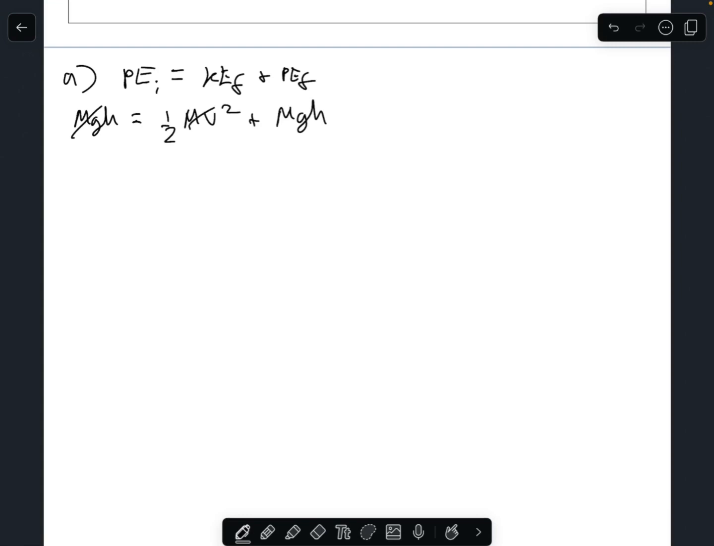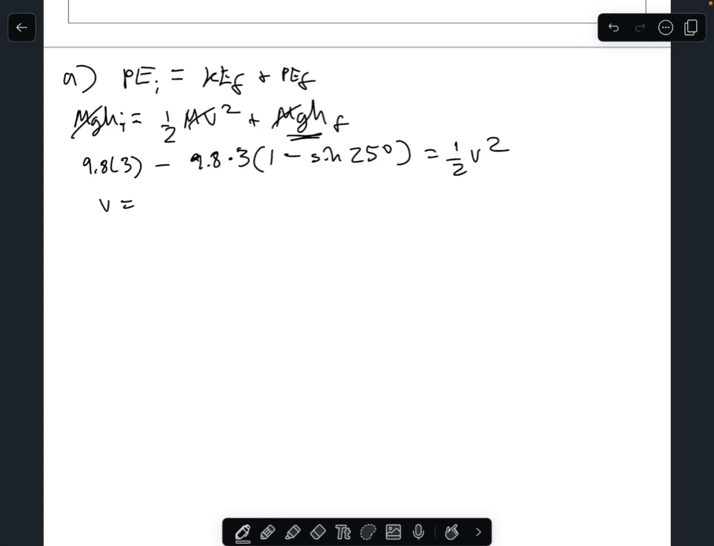And then the masses cancel out. The h is going to be 3, initially. Then I'm going to subtract the gh to the other side, and I know that's hi and that's hf. And hf is going to be L minus L sine of 25. So I'm going to take out the L, which is 3, outside. Then that's going to be 1 minus sine of 25 degrees equals 1/2 v squared. After simplifying everything, you get v, the instantaneous speed at 25 degrees, is 4.98 meters per second.